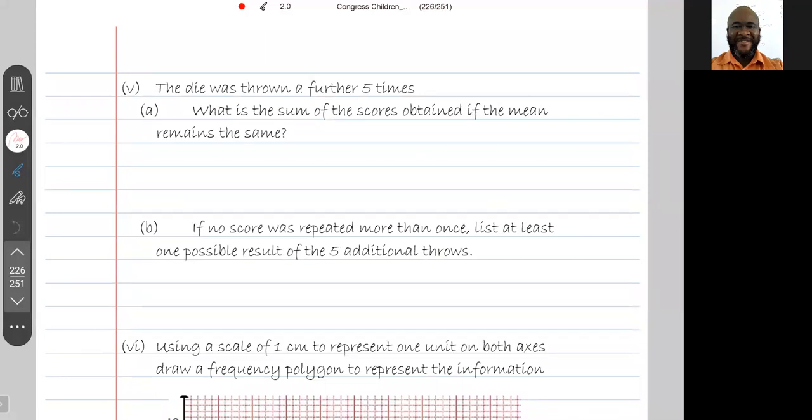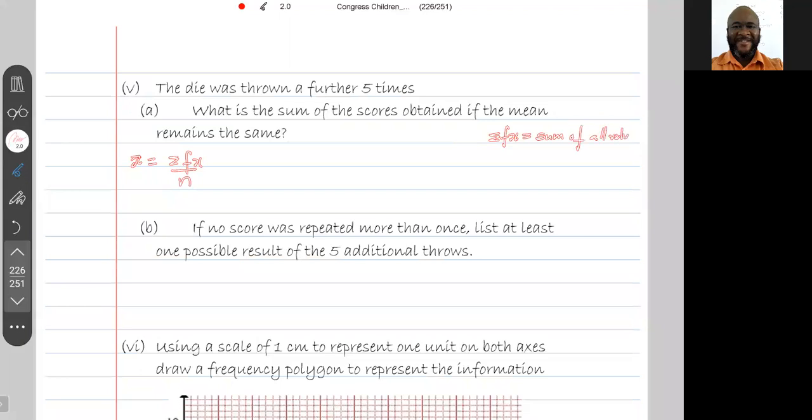Now, the mean, guys, the mean x bar, that's a symbol, is the sum of fx divided by n. Now, the sum of fx, this is the sum of all values.